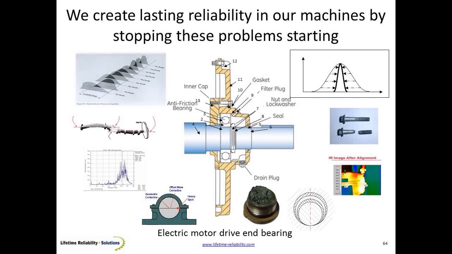We want to create lasting reliability in our machines by stopping these problems starting. I don't want to fix anything. I can fix that, it's a software. I can fix a software. Vibration, I can fix that. Out of balance, I can fix that. I can fix all of these. But now I've got maintenance. Now I've got breakdown. Now I've got years and years of nightmares. I don't want to go there because we don't have to go there. We can stop these problems starting, and that's what wellness is in Planet Equipment's wellness.